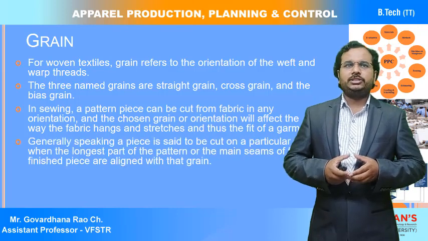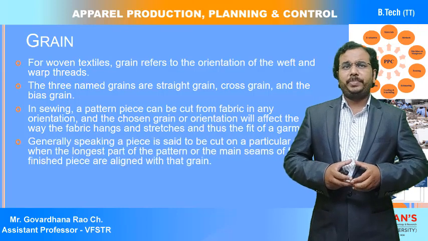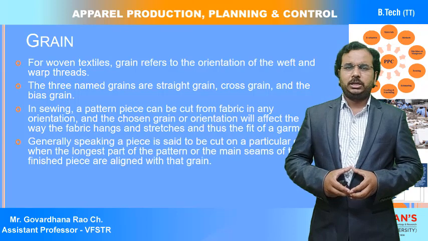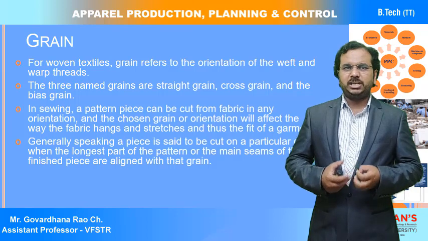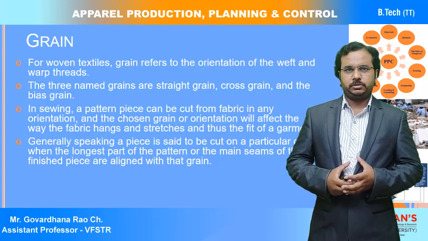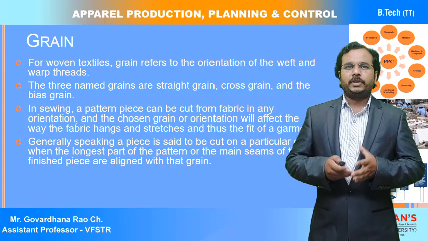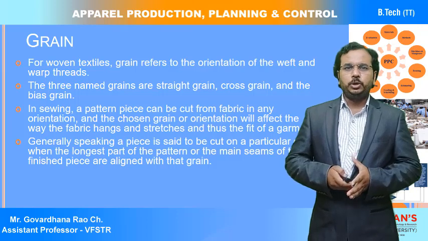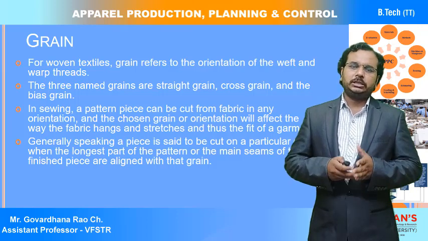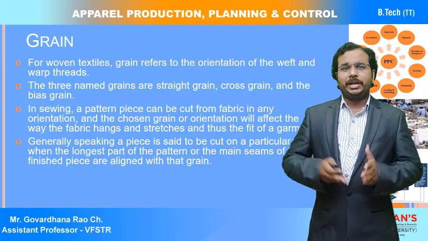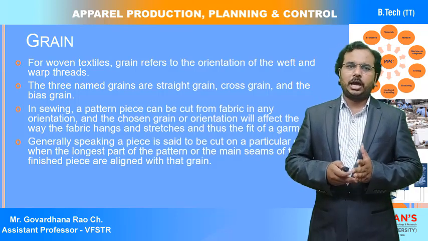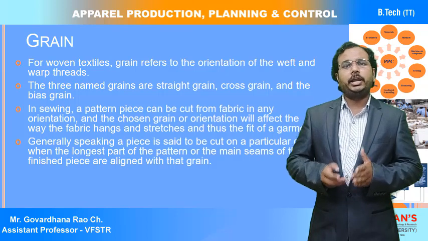Generally speaking, a piece is said to be cut on a particular grain when the longest part of the pattern or the main seams of the finished piece follow it. So the grain lines are used to cut the component or pattern. To get the desired effect on the garment, we follow the grains.